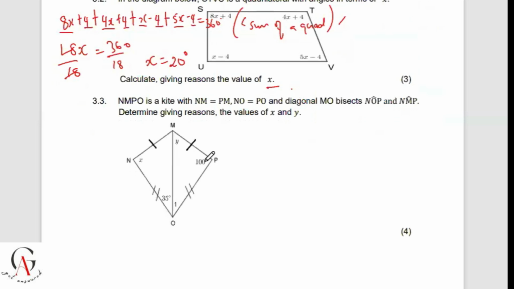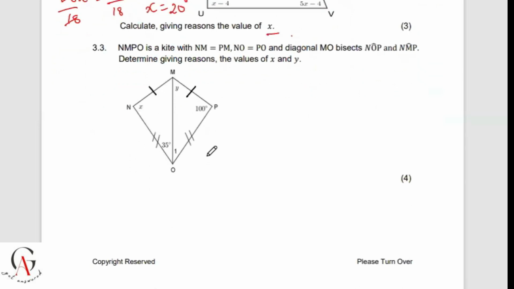Okay, then 3.3. Telling us that NMPO is a kite with two sides being equal, and these others also being equal. We have a diagonal MO, which bisects NOP. So the word bisecting is dividing. So if that's a 35, this must also be a 35. And OP, and then this NMP, which means even this is a Y. If that's a Y, that's also a Y. Determine, giving reasons, the values of x and y.